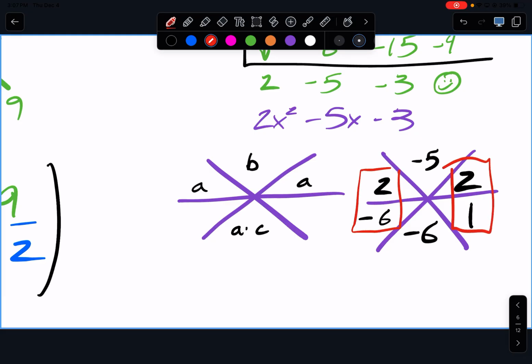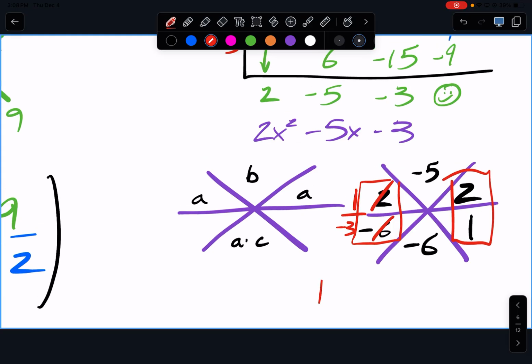Then we need to look at these two kind of like they're fractions. Can we simplify either of those? We can. Okay, the one on the left can be simplified. So it's going to be 1 over -3. Okay, and that becomes what I put in my parentheses. So the 1 is what's going to be attached to the x. So it's going to be 1x minus 3, which is really just x, right? And then the other one is going to be 2x plus 1.